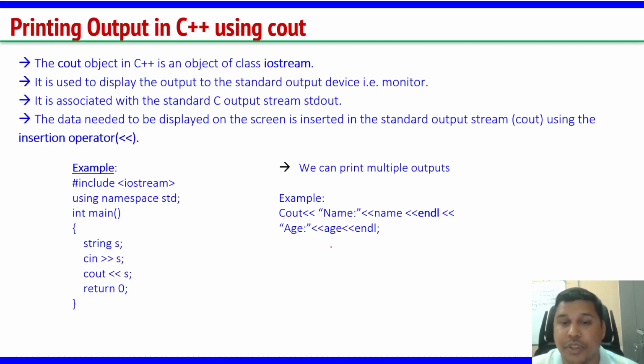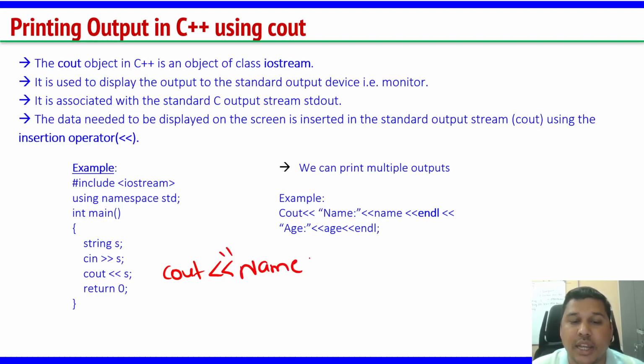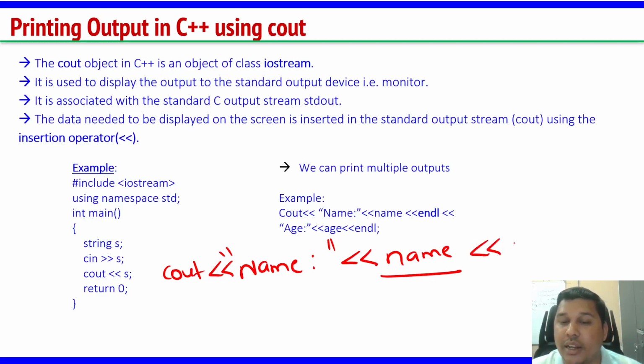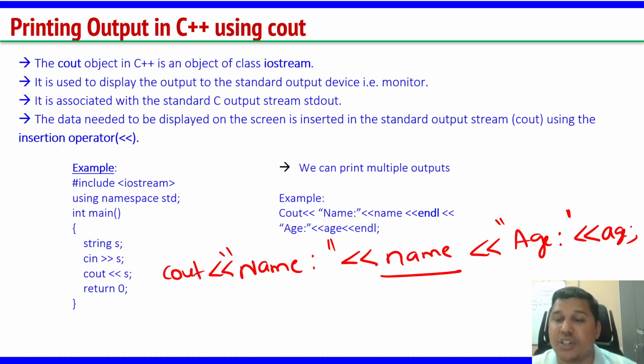If I want to print multiple outputs, I can give name in double quotes, again the insertion operator, then write the actual variable name like this. Again you give age colon in double quotes. Whatever you put in double quotes will come as it is on the output screen. Then you give the actual age. When you write this statement, the output will come something like this: Raj 21 in a single line.